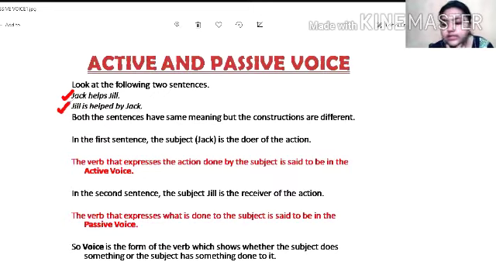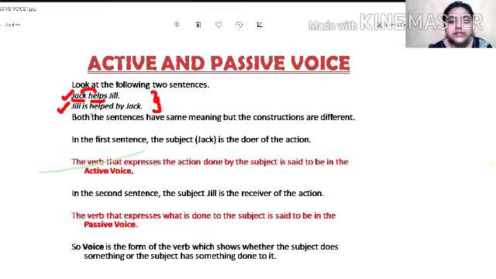Now, what we can see is that both the sentences have the same meaning. They have exactly the same meaning. All right, but the construction here is different. Okay, in the first sentence, what is the subject? Jack. Jack is the subject. Okay, and we can see that help is the action. So Jack is the doer of the action. He's performing the action. All right.